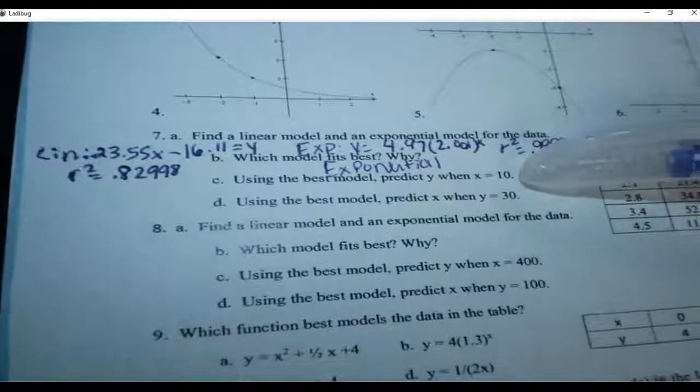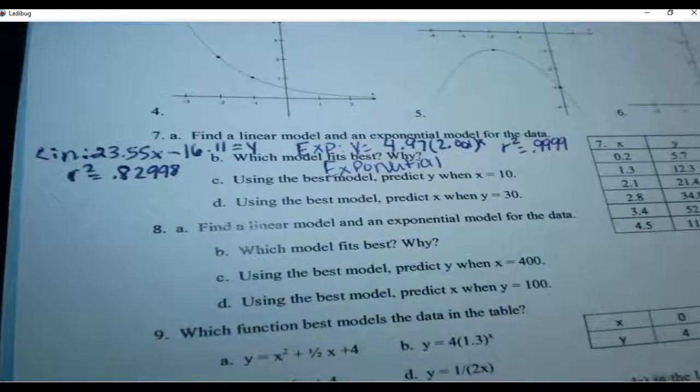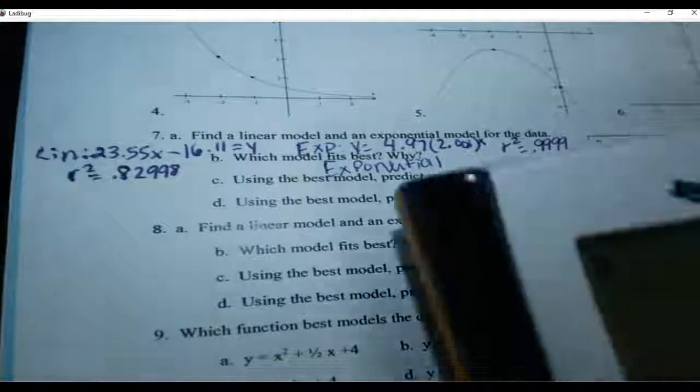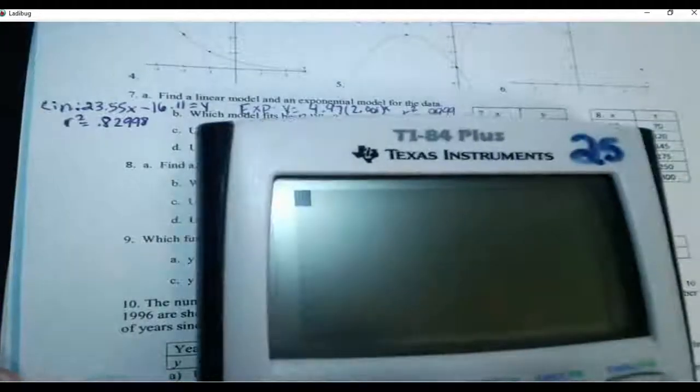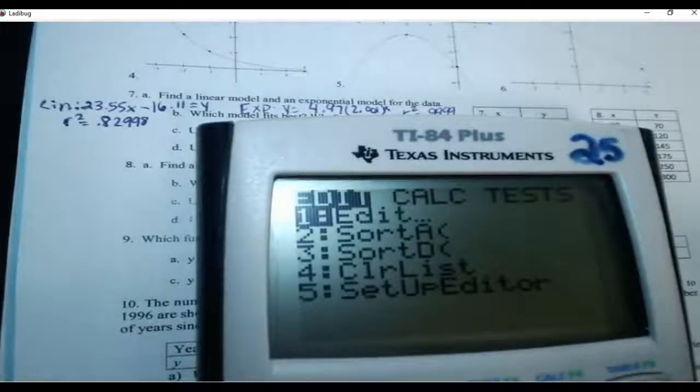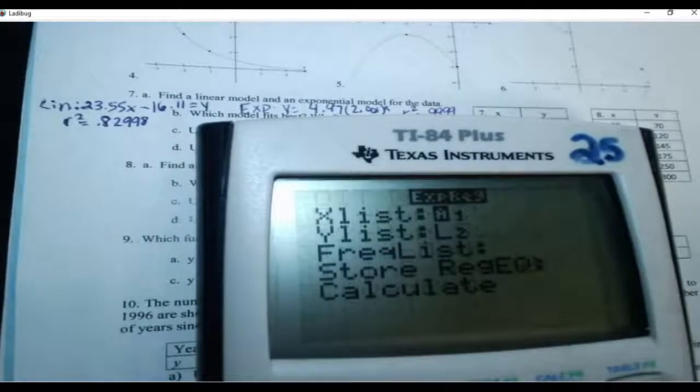So now we want to predict. You can solve them by hand like what we did last unit, or you can store them into y equals. So let's do that. The only one I care about is exponential because it was the better model. So I'm going to go back to stat, over to calc, and 0.